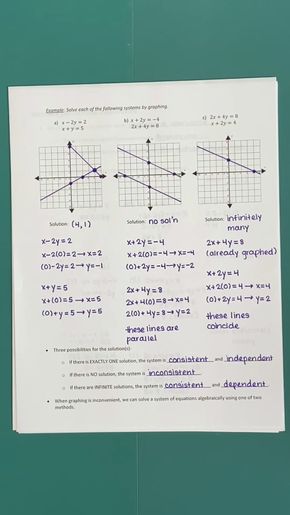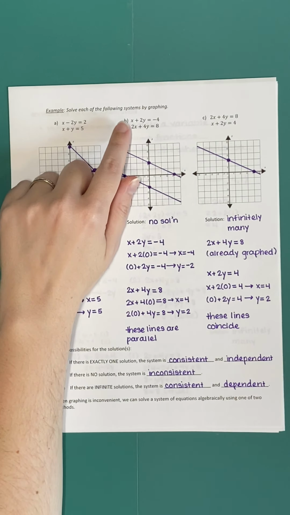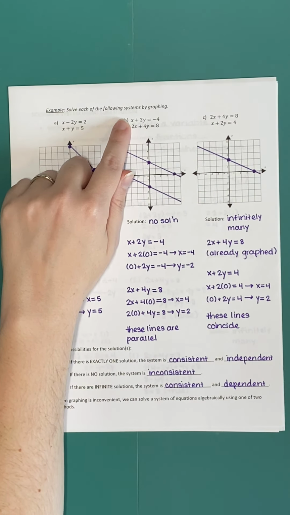Whenever our two equations have the same slope and we graph the lines and they are parallel, that means that our system has no solution. We cannot actually uniquely find an x and a y value that satisfy both of these equations at the same time. Now, I want to make a distinction here.